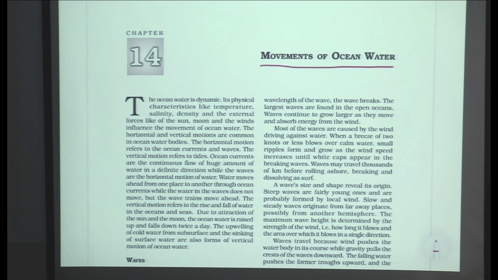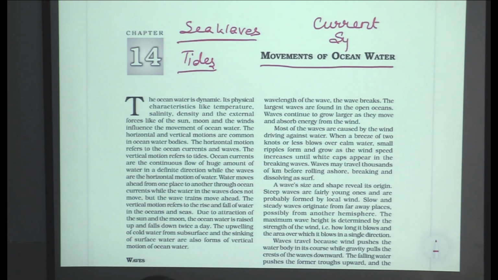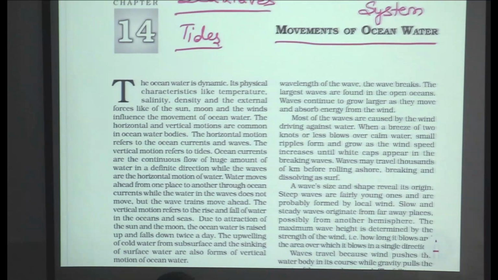And what are the movements of the ocean water that we have to take into account? It includes three different movements, as I mentioned. One is called sea waves, two is called tides, and three is called ocean current system. Each one of them involves a certain different mechanism altogether, beginning from NCERT content.